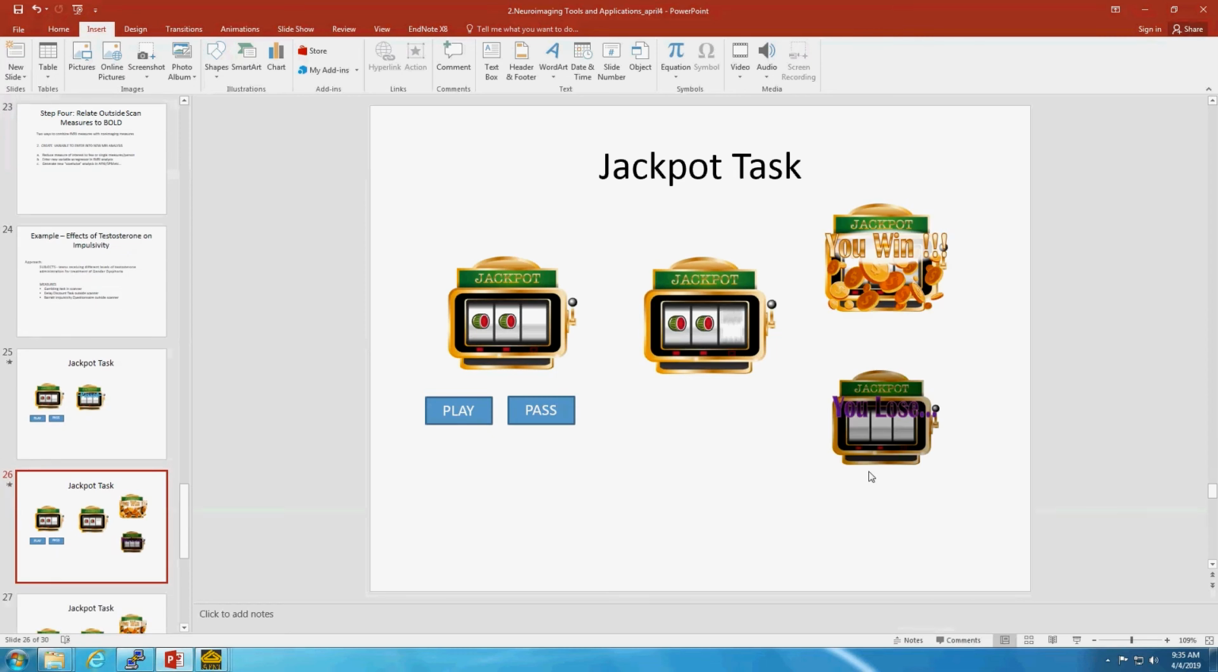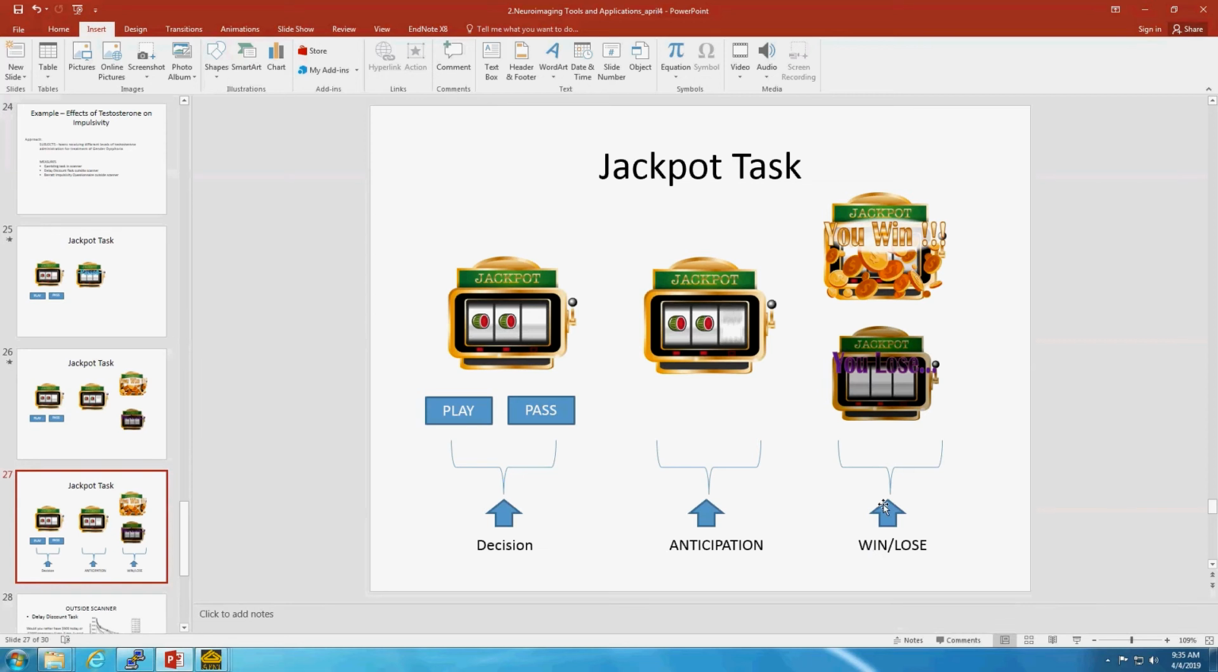So if they pass, they just move on to the next trial. If they play, then this thing they're spinning, and they can either win and they get this little ding and they get all this money, or you lose. And I think there's a sound or something like that. Anyway, you win or lose. So this is what we're doing inside the scanner.